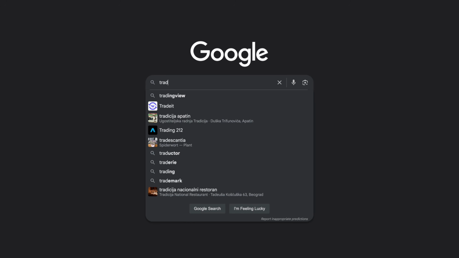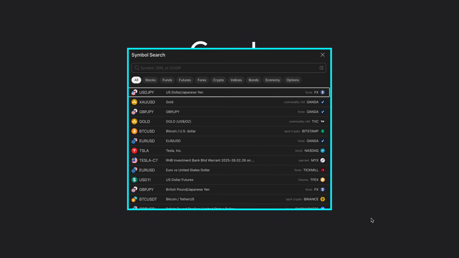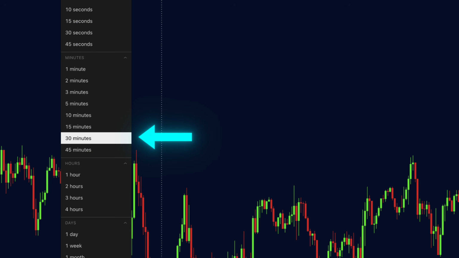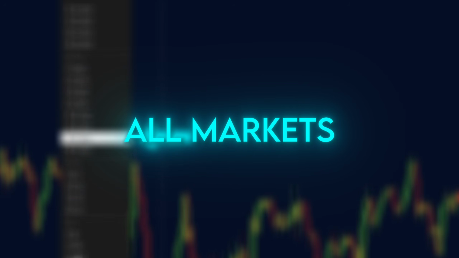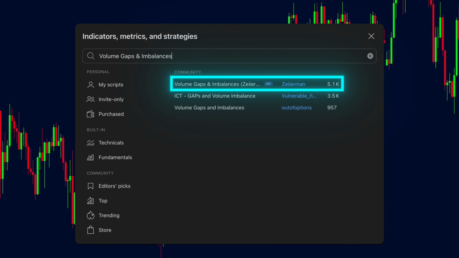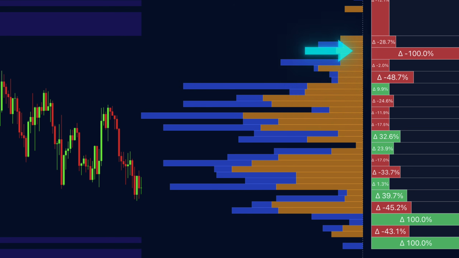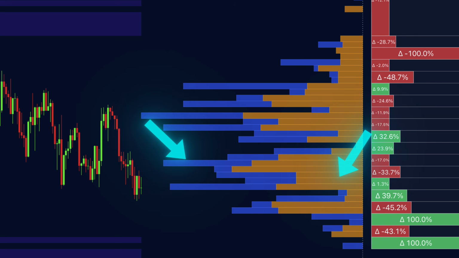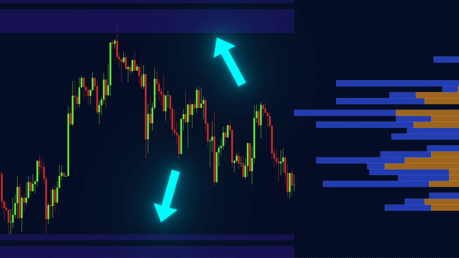To add this indicator to your chart, open TradingView and pull up any market you want. I'm using the 30-minute time frame here, but this works on all markets and time frames. Click indicators and search for volume gaps and imbalances. Once it's loaded, you'll instantly notice something different around price, not just volume bars, but horizontal slices showing bull versus bear volume and clean gaps where no volume at all occurred.